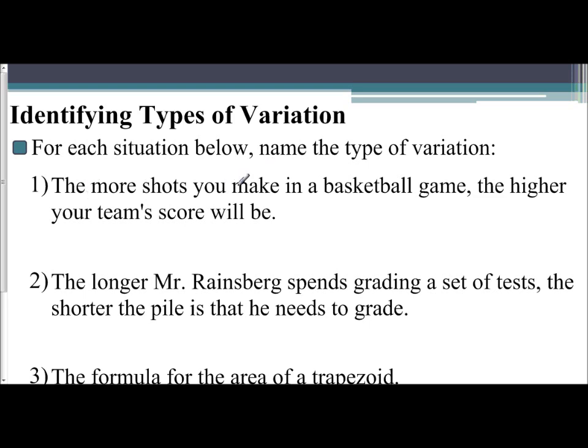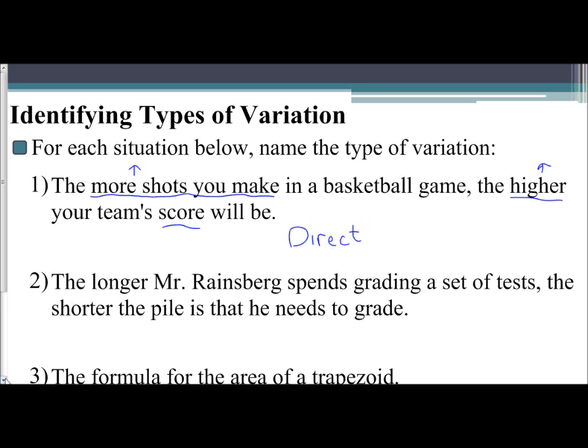The more shots you make in a basketball game, the higher your team's score will be. So if I take a look, the number of shots that are being made, the more shots you make, that tells me more shots, this is increasing. The higher your score will be, and so higher the score also means increasing. So the relationship is the same. It has a direct relationship. So this is an example of direct variation.